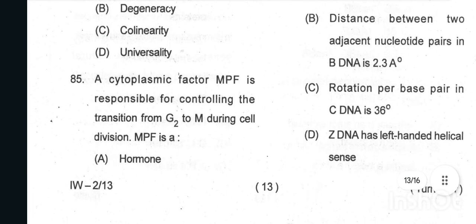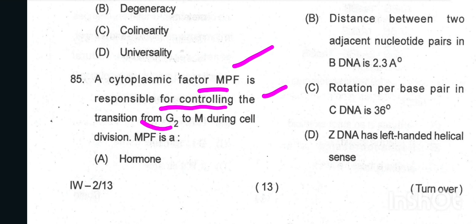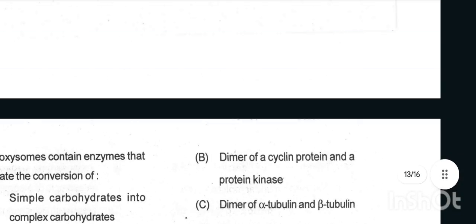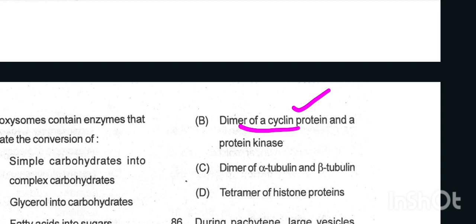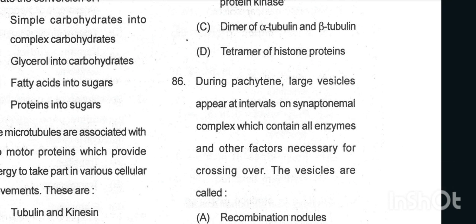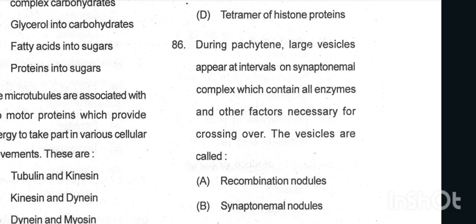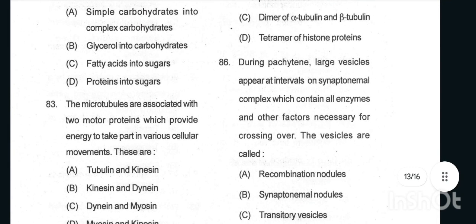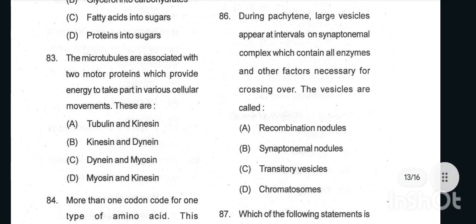Then cytoplasmic factor MPF is responsible for controlling the transition from G2 phase to M phase during cell cycle. Here MPF is a dimer of cyclin protein and protein kinase. During pachytene stage, where crossing over occur, large vesicle appear at interval of synaptonemal complex which contains enzyme and other factor necessary for crossing over. These vesicles are called as your recombination nodules. Option A is the correct one.